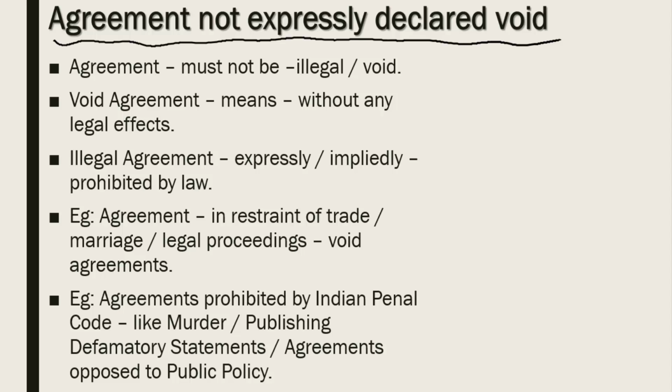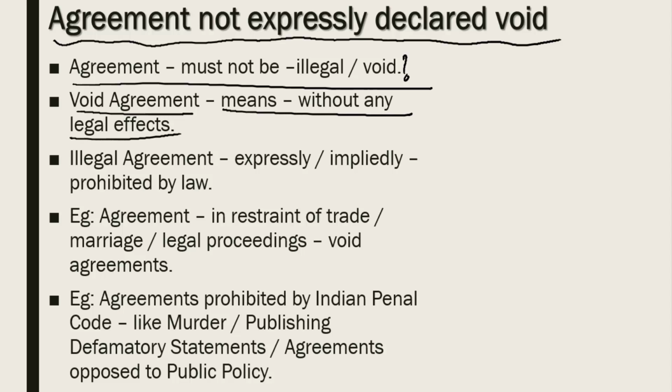If you are entering into an agreement, that agreement should not be illegal. It should not be void. So now what is void? A void agreement means an agreement which has no legal effects. Then what is an illegal agreement? Because we talked about two things: the agreement should not be illegal, and it should not be void. Void means no legal effect. Illegal agreements are those which are expressly or impliedly prohibited by law.